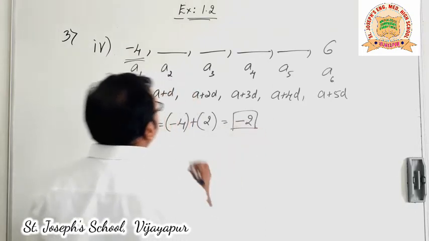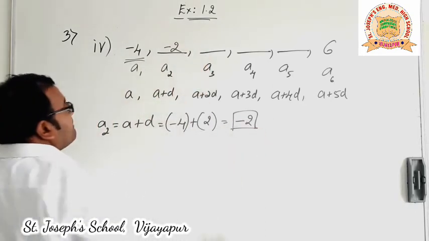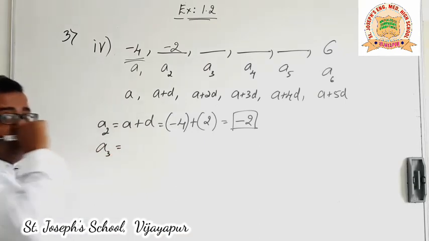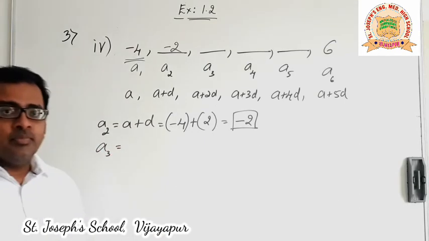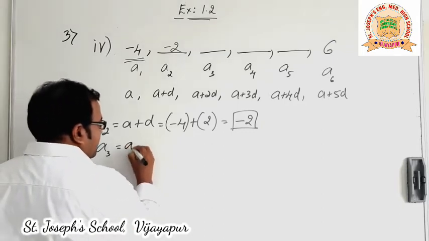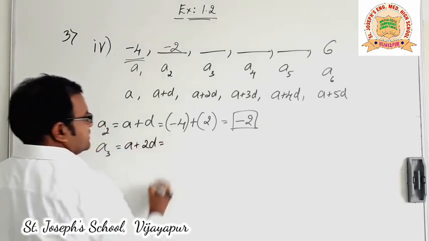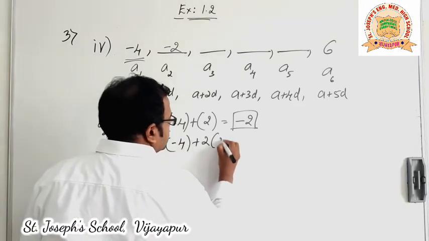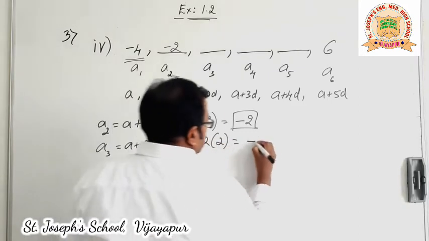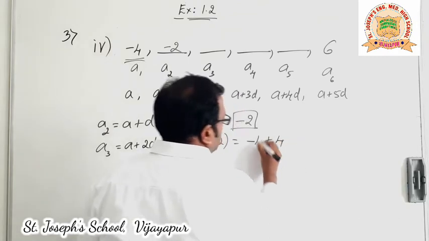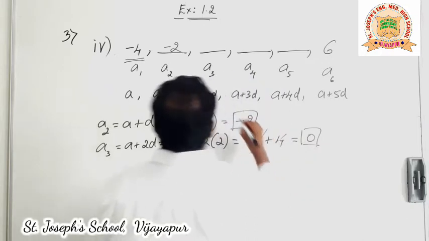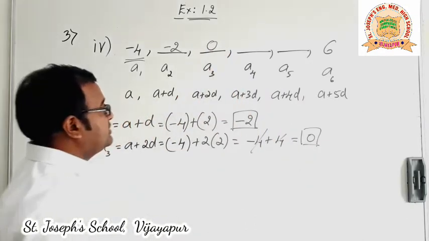I got the first term. Let's fill up the gap. Minus 2. Then comes A3, which is equal to A plus 2D, which is equal to minus 4 plus 2 into 2, which is equal to minus 4 plus 4. Both cancel each other and you get 0. Okay, we got one more missing term.